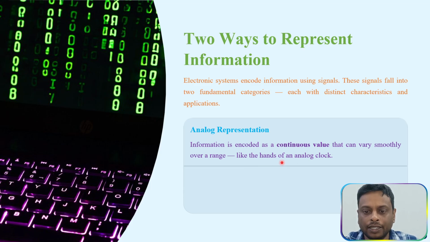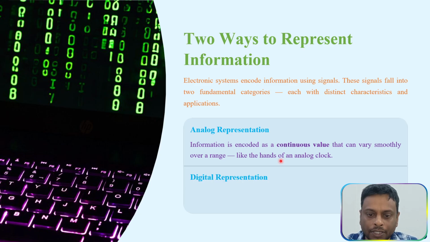Like the hands of an analog clock. In this case, the information is encoded as a continuous range of values, like the hands of an analog clock that keep on changing at every instant of time. That is the meaning of analog: we have a value at every instant of time. That is the analog representation.